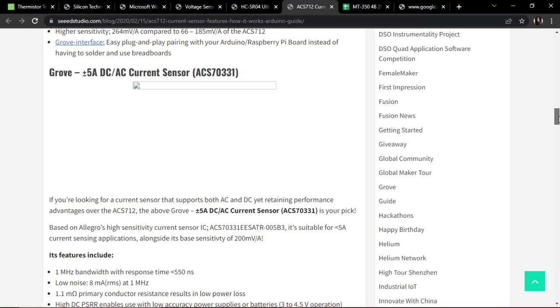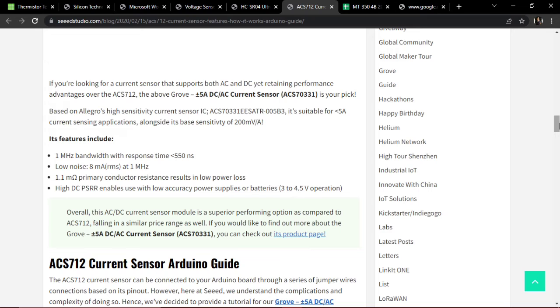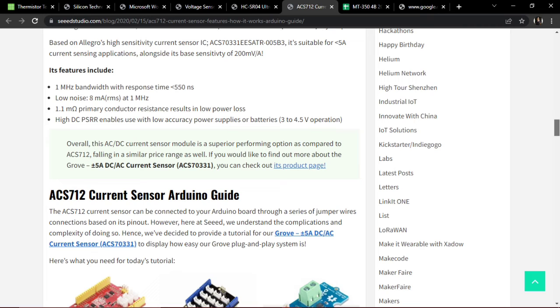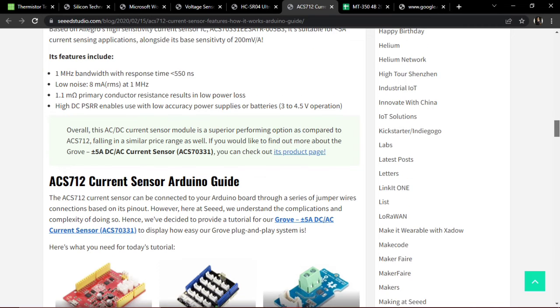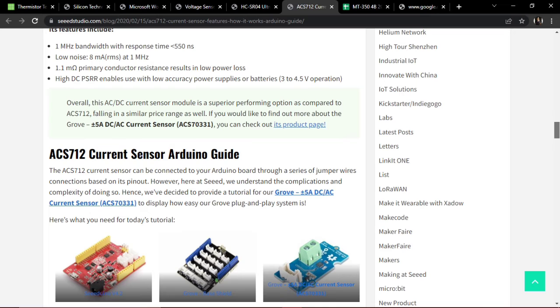The AC/DC current sensor ACS70331 is another alternative to that. If you are looking for a current sensor that supports both AC and DC yet retains performance advantages over the ACS712, then we have the ACS70331. Its features include 1 MHz bandwidth, response time less than 550 nanoseconds, low noise 8 mA at 1 MHz, 1.1 milliohm ceramic conductor resistance resulting in lower power loss, higher DC PSRR enabling use with low accuracy power supplies or batteries, 3 to 4.5 volt operation.